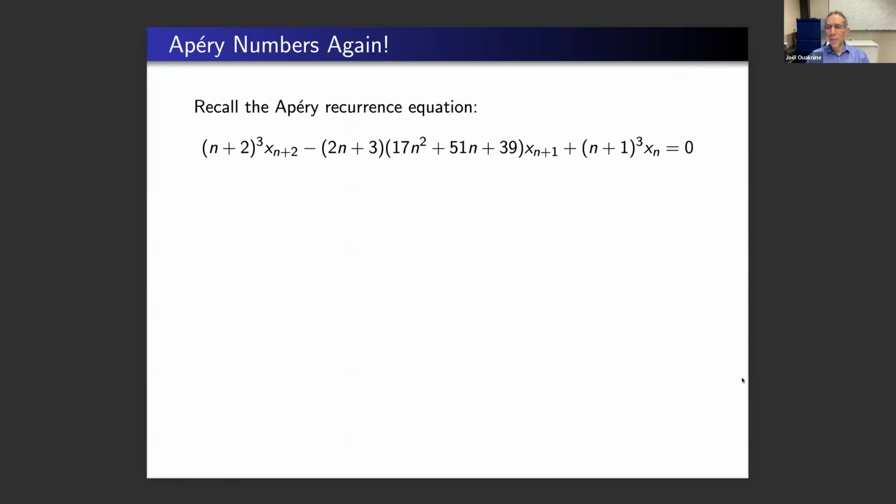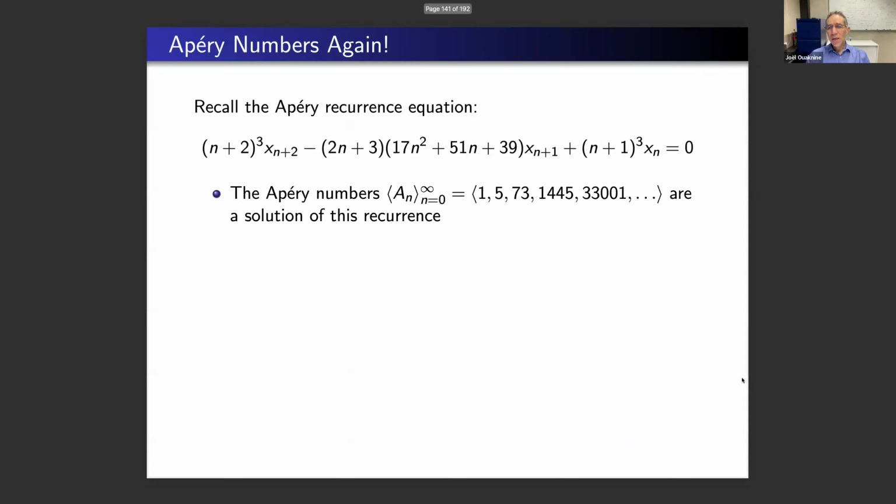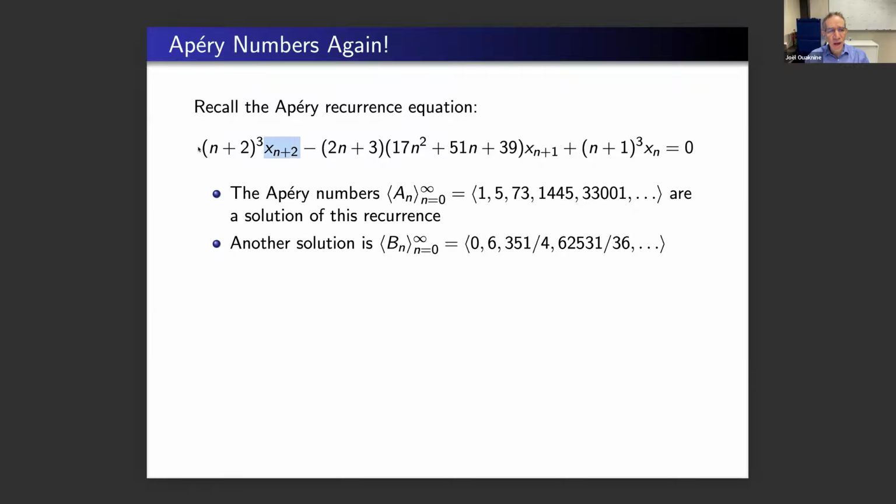Okay, let's look at the Apéry numbers again. So this is the a priori recurrence. The a priori numbers are, of course, a solution of this recurrence by definition. Another solution is this B_n. And these B_n are not all integers. In fact, the reason they're not integers is because to compute the terms, you have to divide by a polynomial. And in general, Zagier referred to it as a miracle when they're all integers. It's very rare that these numbers are integers. In general, they're going to be rational numbers.